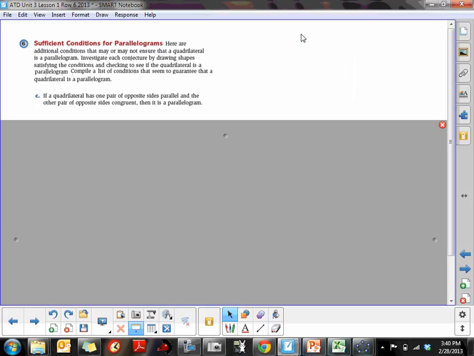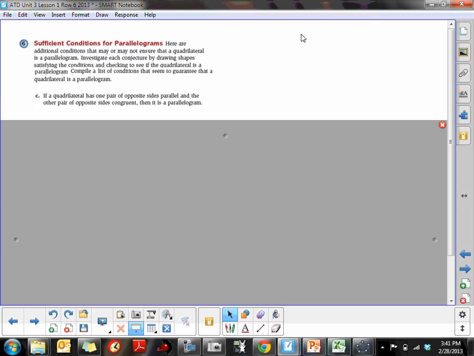Okay, through the last two proofs in A and B, we now have two conditions that would force a quadrilateral to be a parallelogram. If it has a diagonal that creates two congruent triangles, it must be a parallelogram. And if both pairs of opposite angles are congruent, then it must be a parallelogram. In condition C, it says, what if you have a quadrilateral that has one pair of opposite sides parallel and the other pair of opposite sides that are congruent?